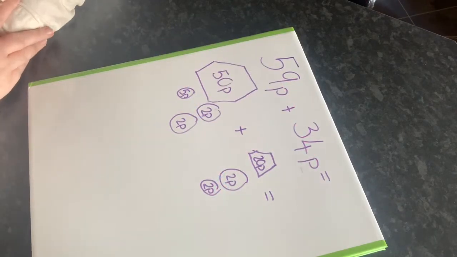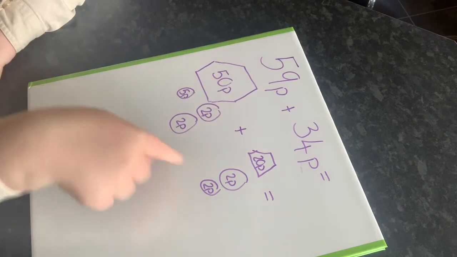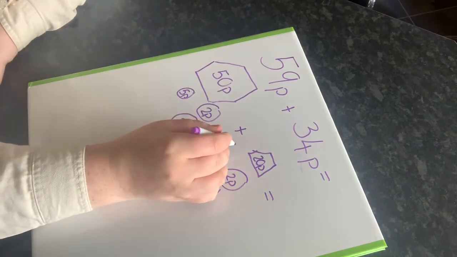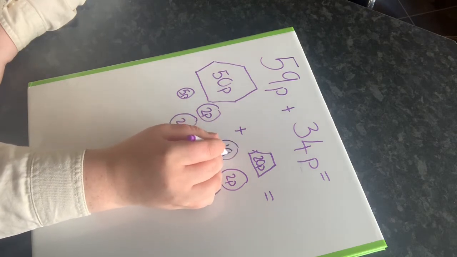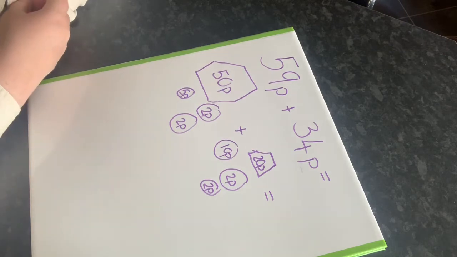This time I'm doing 59p add 34p. I've already drawn out the coins for each amount. So this is your 59p, this is your 34p. Miss Duncan's forgotten the 10p. Silly me. There we go. I was just checking to make sure you were watching and paying attention.